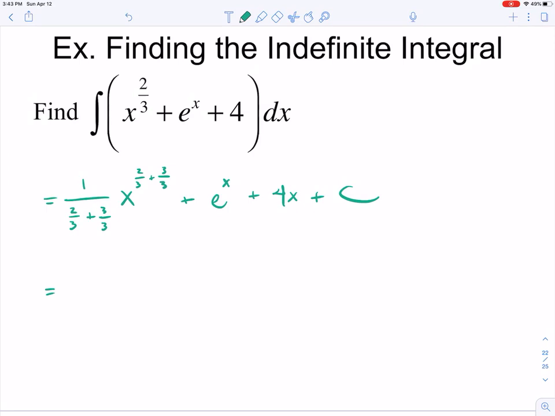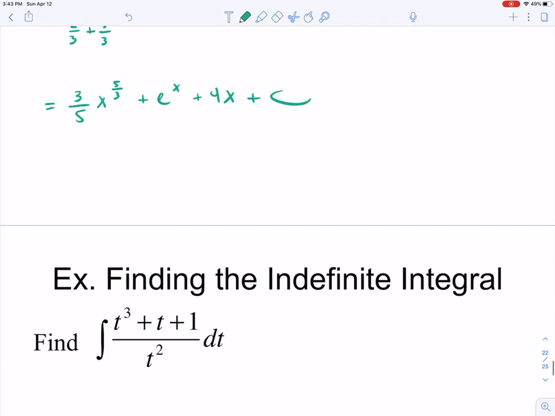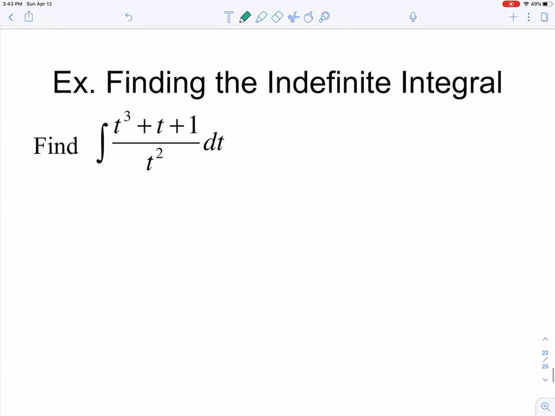Okay. So 2/3 plus 3/3 is 5/3. 1 divided by 5/3 would be 3/5. And then just plus e to the x plus 4x plus c.